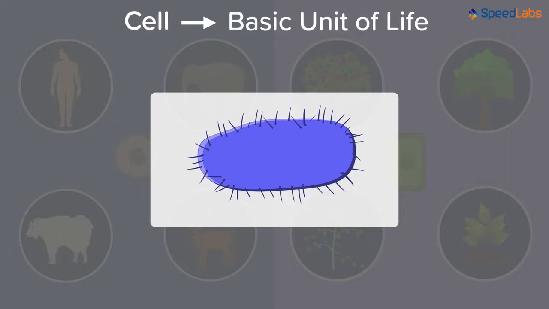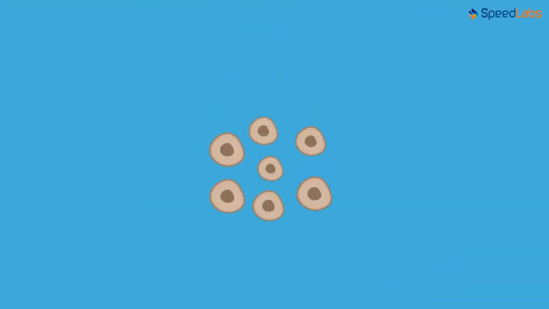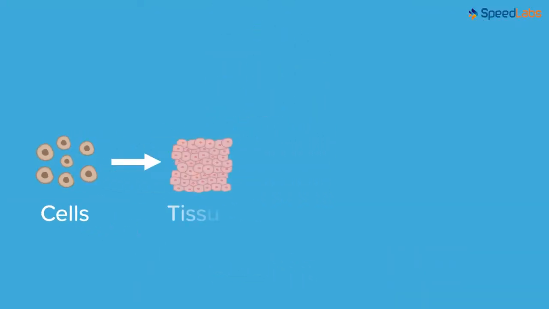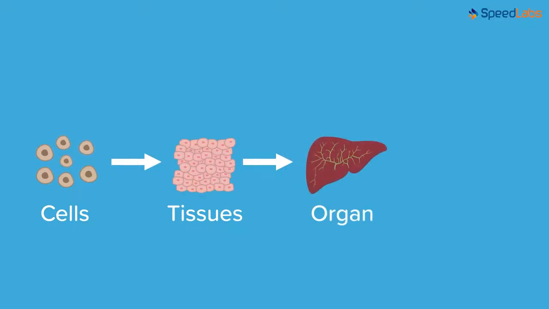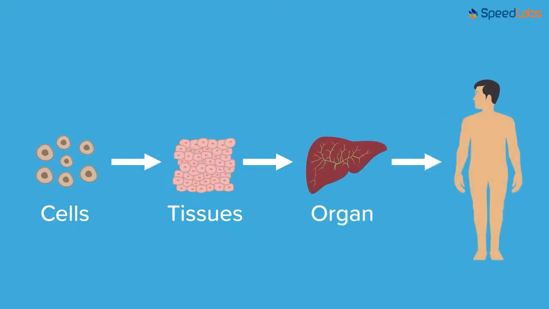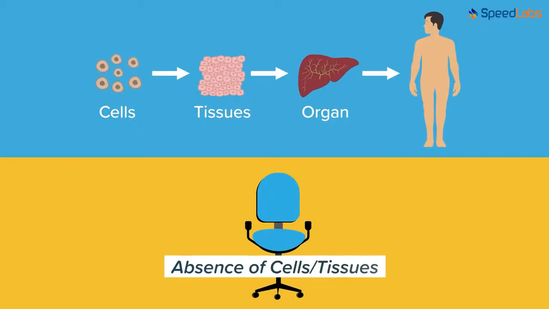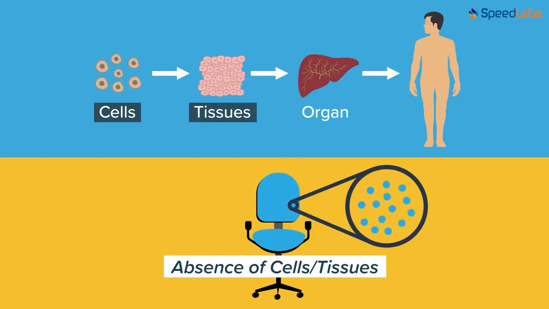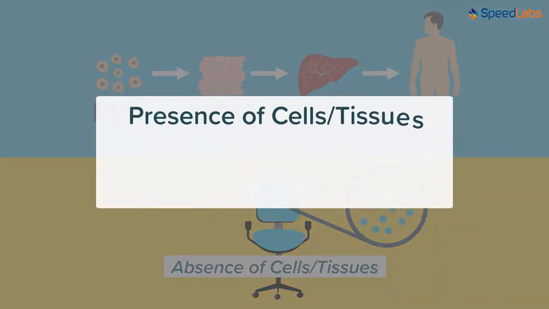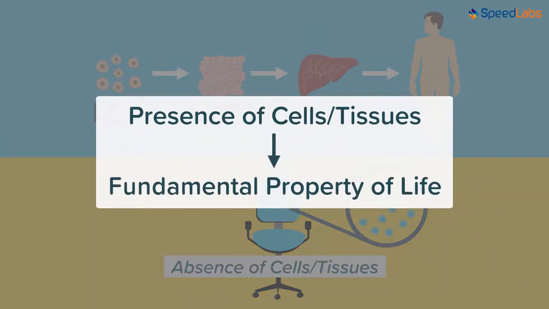which means cells form the basic unit of life. Also, in higher organisms, the cells come together to form tissues, and tissues form the organs that perform several functions. No such system is seen in non-living objects. Non-living objects do not have any basic unit like cells or tissues. They just have a mass which is composed of atoms and molecules. So cellular or tissue level organization is the fundamental property that defines life.